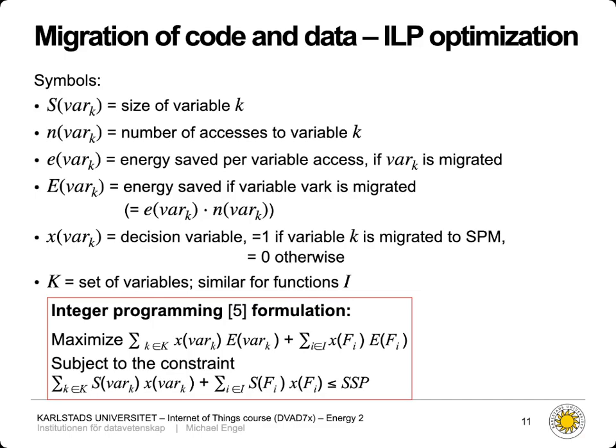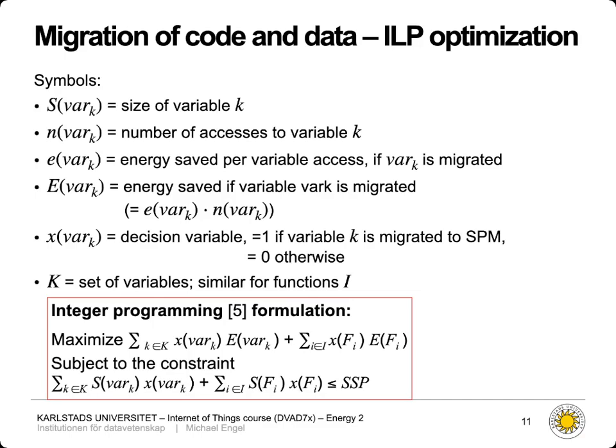We can do this in a very similar way for functions, which we would call I here, and we could copy functions into SPM or leave them in DRAM. Then, of course, it's not an access to a function, it's how often a function is called, which becomes relevant here. And now with integer linear programming, we can actually try to optimize our energy.